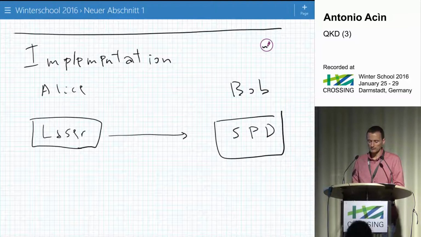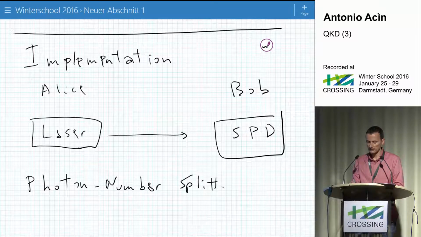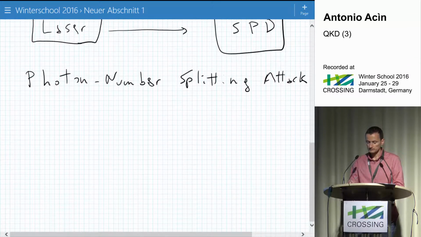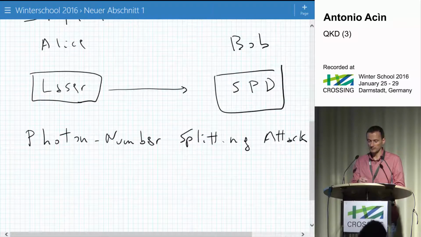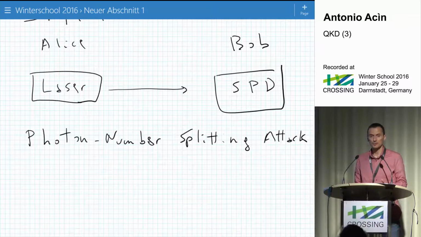So now I will tell you about the first attack that was proposed for these implementations, which is called the photon number splitting attack. This attack was never implemented, it's just an idea that some people came up with, which shows that when you want to implement the idea with realistic devices, then you may have some problems.